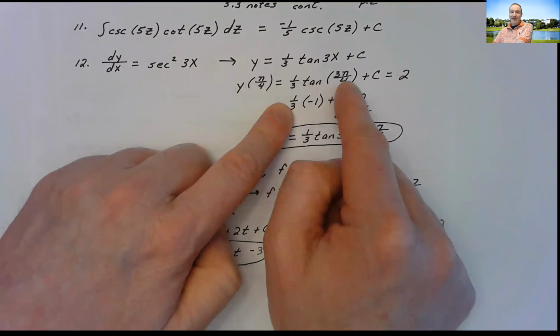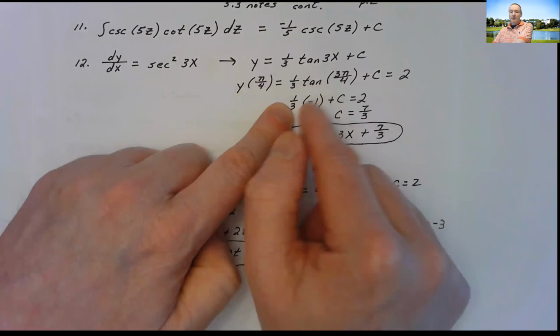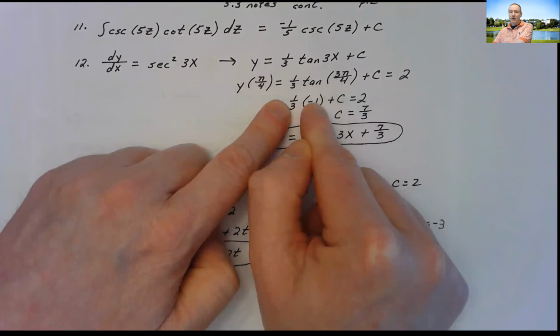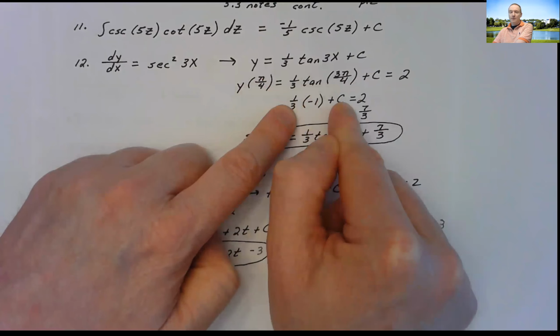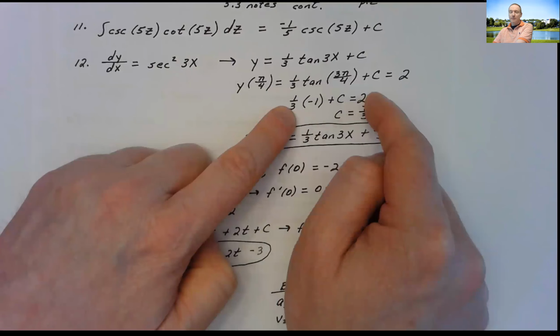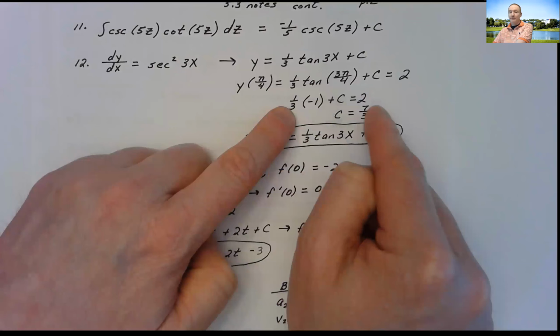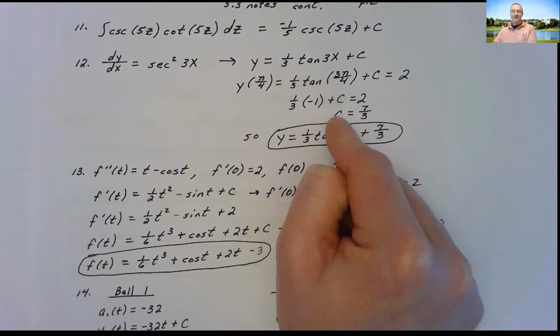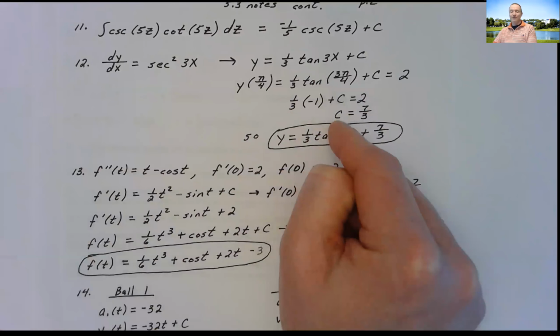At that point, the tangent is -1. So you have 1/3 times -1 plus c is equal to 2. When I add 1/3 to both sides, this is the same thing as 6 over 3. 6 over 3 plus 1 over 3 is 7 over 3. I can see that the constant of integration is 7 over 3.